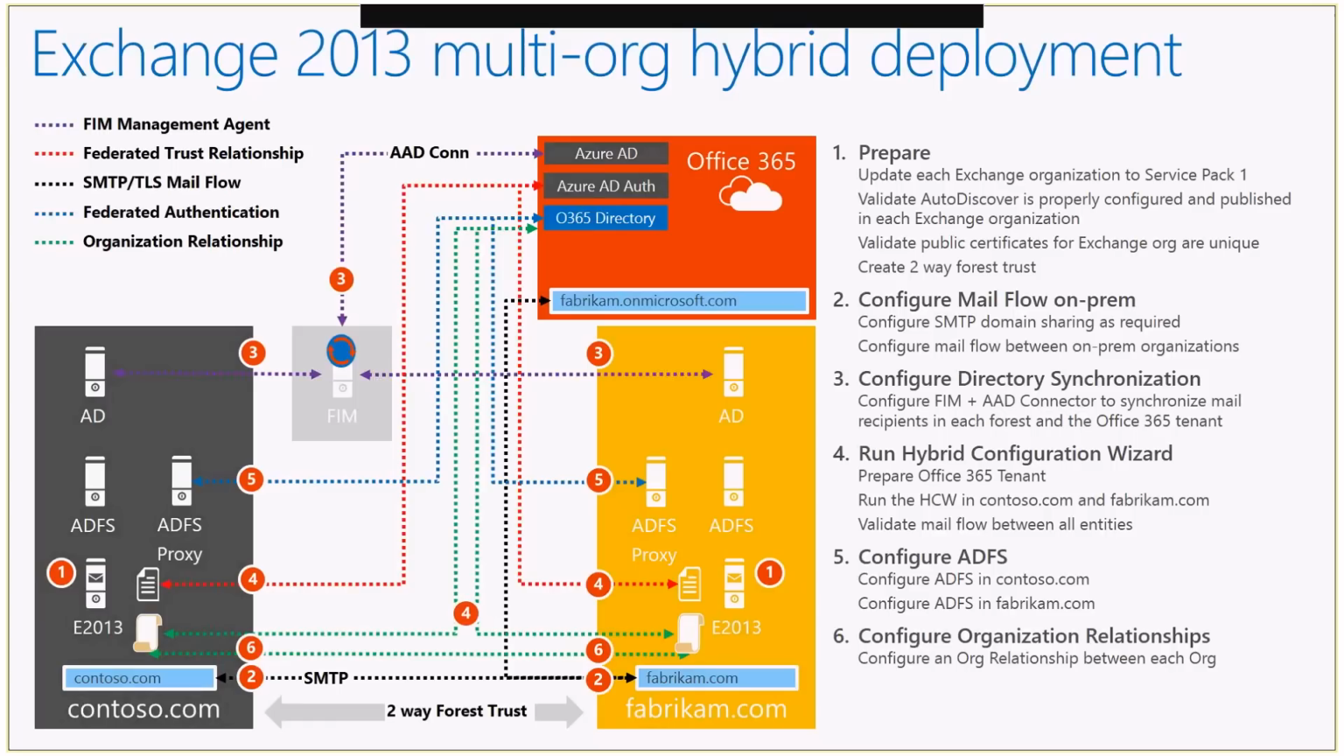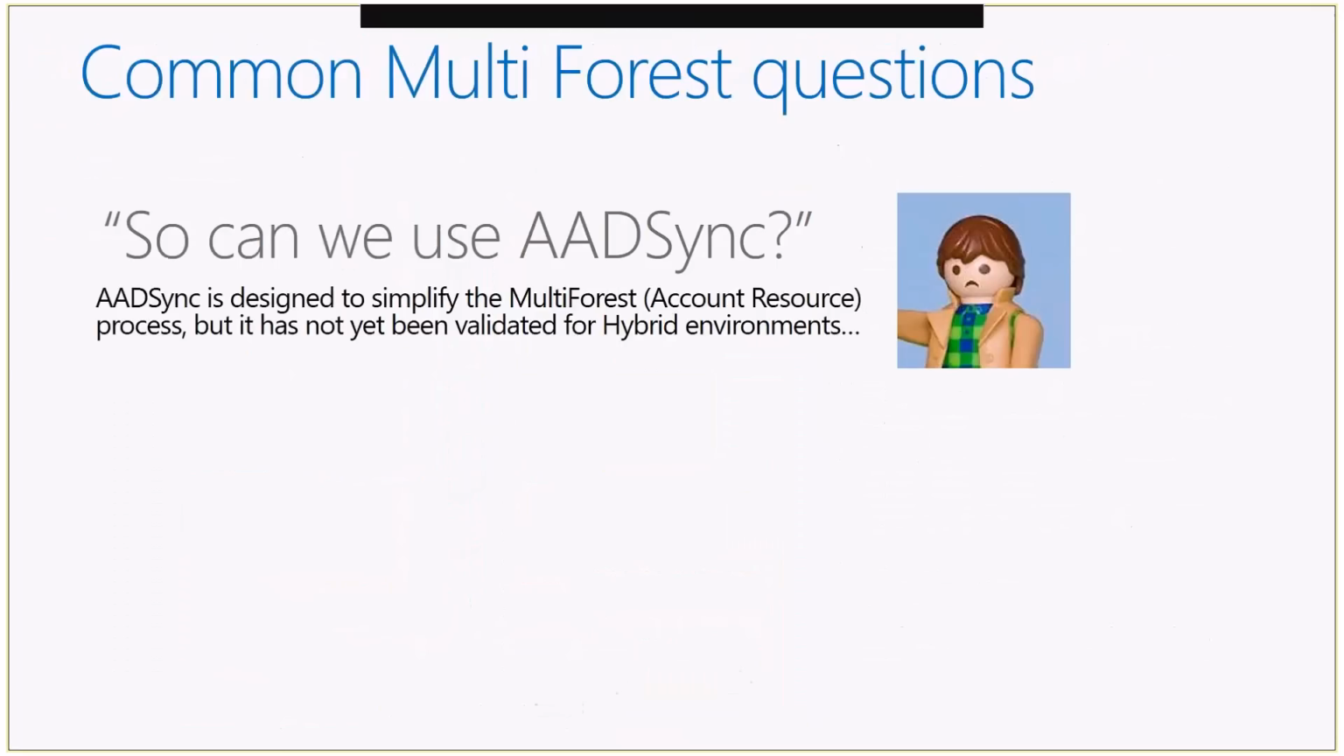So again, I think I already answered this, but can we use AAD sync with multi-forest? The answer is AAD sync is really designed to simplify multi-forest. But the multi-forest that it's designed to simplify is the account resource forest scenarios. It is not made to simplify multiple resource forest scenarios yet. Does it simplify it? Technically, it can, but it's not validated, it's not documented, and it's not something that is technically supported today. The account resource forest is something that is under-documented, and there is a plan to get this fully documented very soon. Once it's documented, you should be able to follow the steps to configure the account resource forest scenario and use AAD sync.